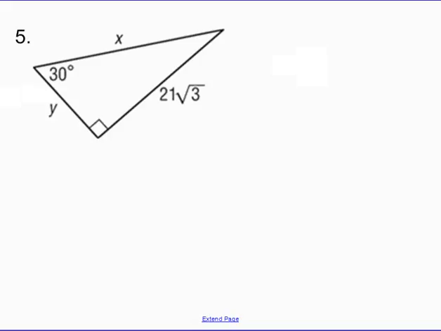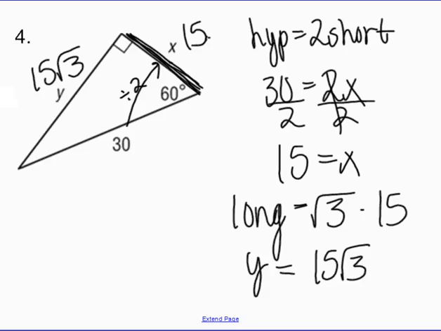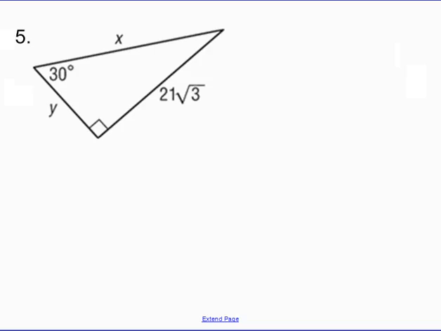Couple more. Here I'm starting with the long leg. Remember here, I had the short leg and I multiplied by radical 3 to get the long leg. If I start with the long leg, I need to divide by radical 3 to get the short leg. I always want to get that short leg because once I have the short leg, I can figure out all the sides. I know the relationship between the long leg and the short leg is radical 3. So if I'm going backwards, I need to divide by radical 3.